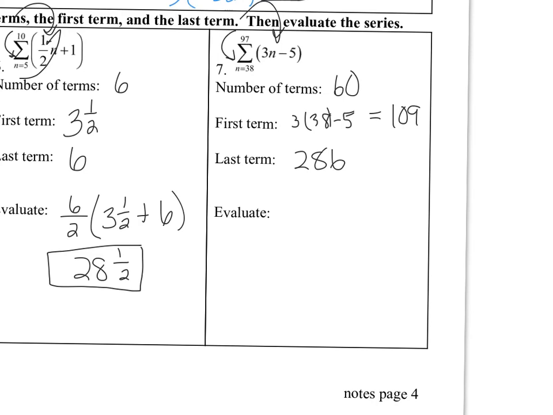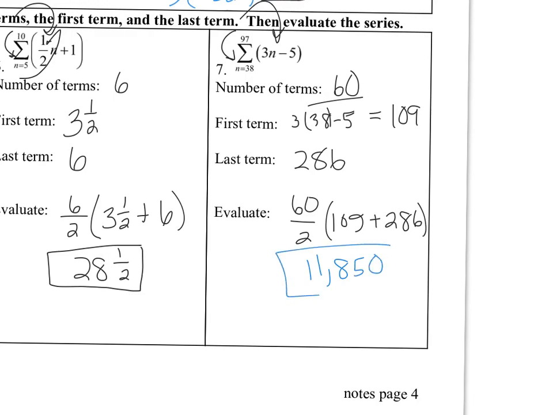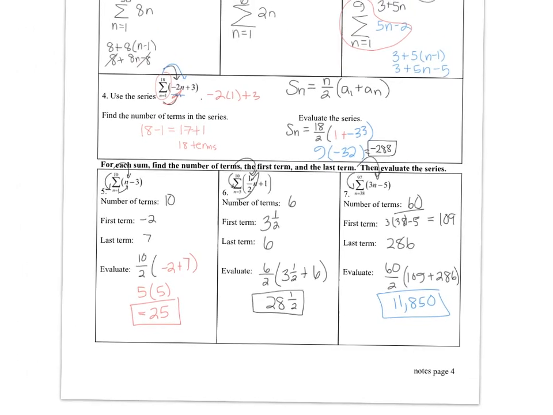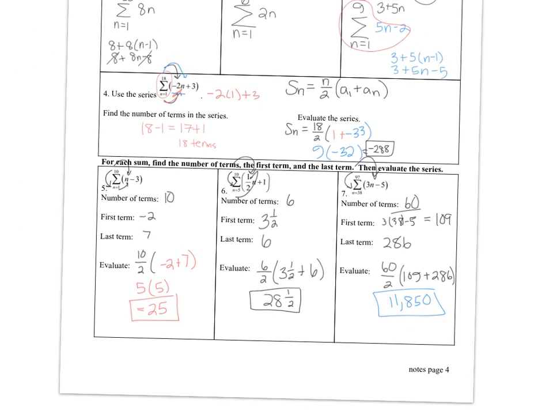And then to evaluate, I'm going to do the number of terms, which is 60, divided by 2, times the first term, which is 109, plus the last term, which is 286. And I get 11,850. So evaluate means add up the series. You can use the arithmetic finite series formula.